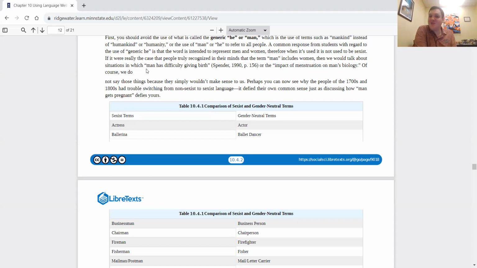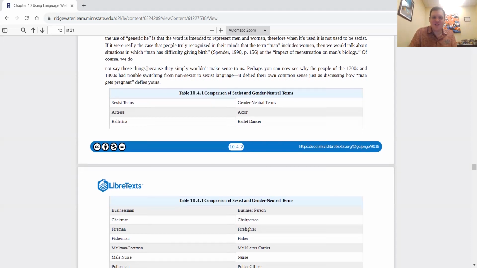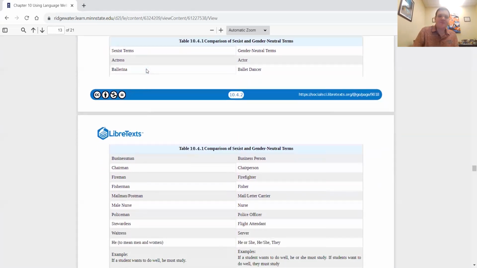And that choice may have been made for you based on how you were taught to speak, how you were taught to write, but it's part of the culture and it's going to have an impact on your audience. So it talks about comparing sexist terms with gender neutral terms. So not necessarily that these are even bad, like actress. Some people refer to themselves as an actress, but it's definitely a sex driven term, whereas gender neutral could be actor, right? Actor can be a male or female.